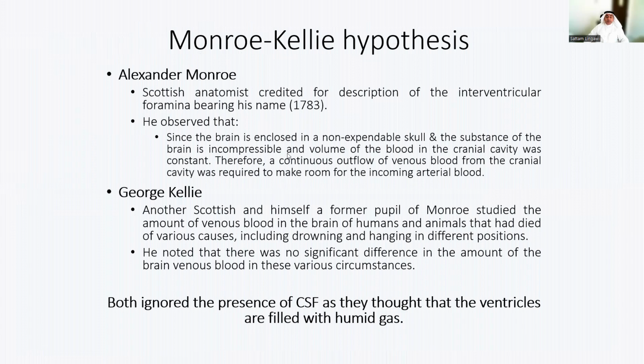where they came to identify that since the skull is rigid and the brain parenchyma is incompressible, then the volume of the blood should be constant, and since it is circulating, then the amount of blood flowing in through the circle of Willis should be equal to the amount flowing out through the dural sinuses. The amount of flow should be constant and equal to keep the nourishment of the brain and maintain the normal volume within the skull, since, as we mentioned, the skull is not expandable and the brain parenchyma is not compressible. However, they ignored CSF completely, as they thought that there was no fluid within the ventricles, but rather humid gas.